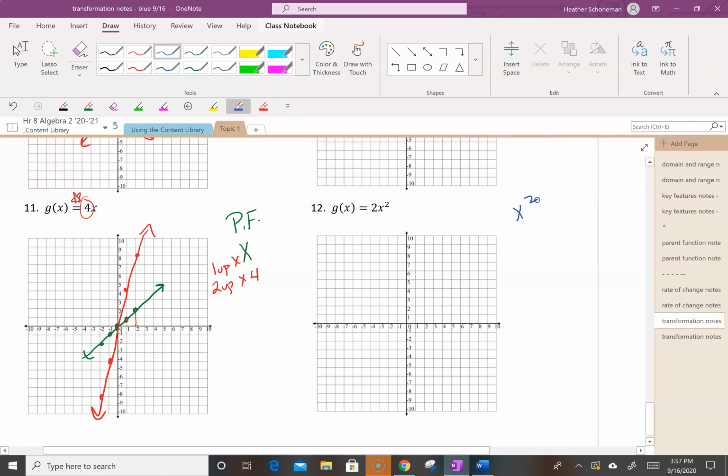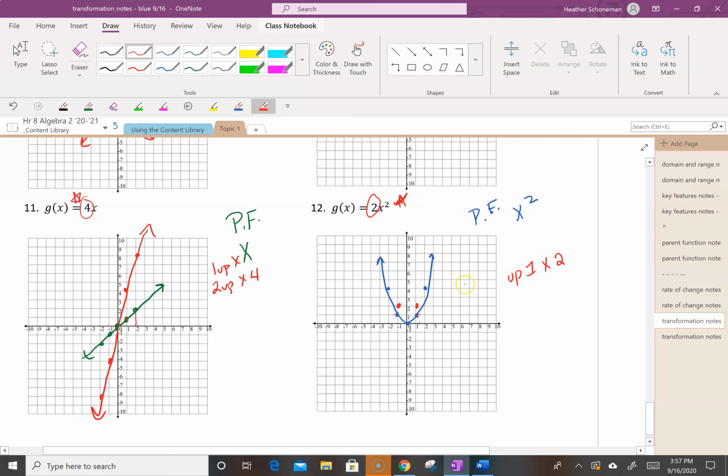So the parent function is x squared. That is our parabola. So I'm going to make my parabola. Now, this 2 here is my multiplier. It multiplies the up or down. So these 2 points right here, I went over 1 and up 1. So the up is 1, and I'm going to take it times the number in front, which is 2, so now I'm going to go over 1 and up 2.